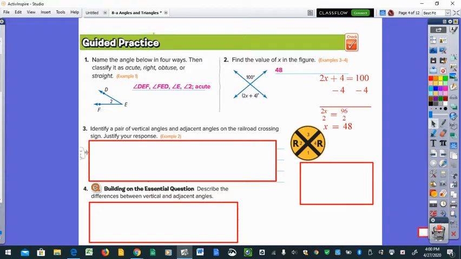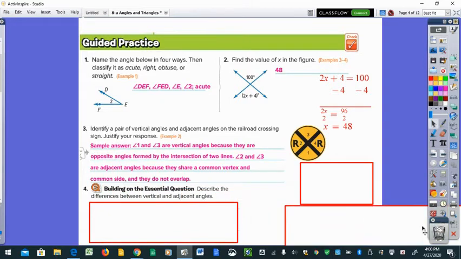Okay, so they're just asking you to look at the railroad sign over here and name a pair of vertical angles and a pair of adjacent angles in the picture. So if you want to pause and take a look and think a second before I give you those answers, that would be great. Okay, so there are two pairs of vertical angles, 2 and 4, and angles 1 and 3. There are 4 pairs of adjacent angles, which would be 2 and 3, 3 and 4, 1 and 4, and 1 and 2. They're just giving you one over here.